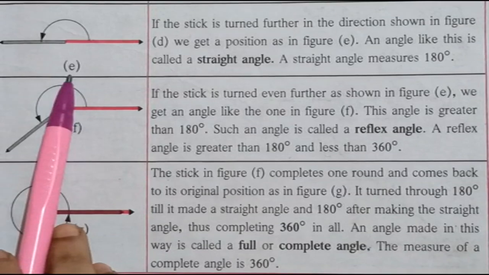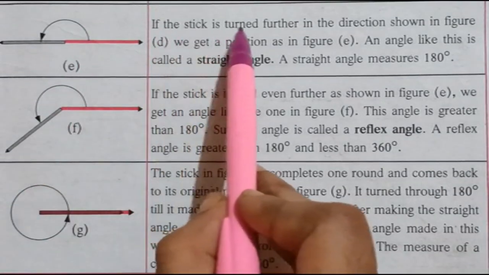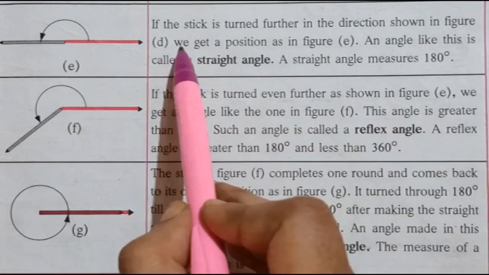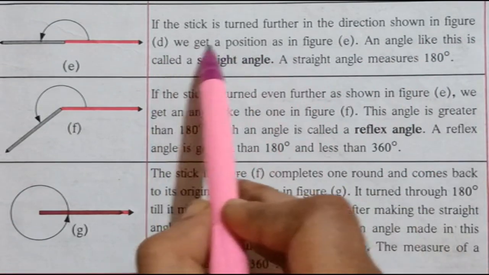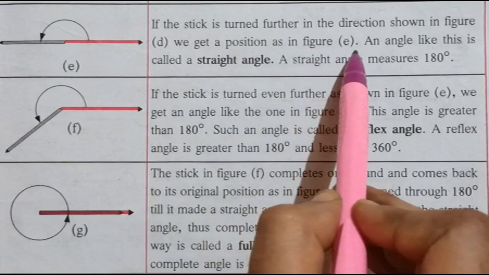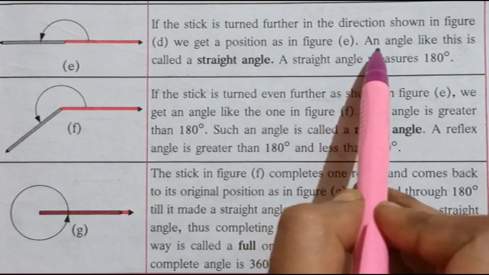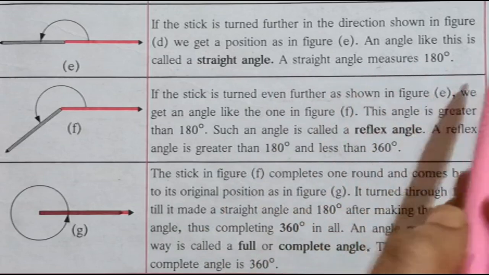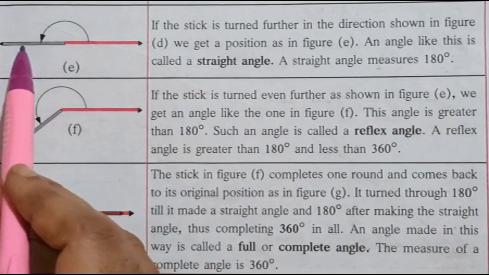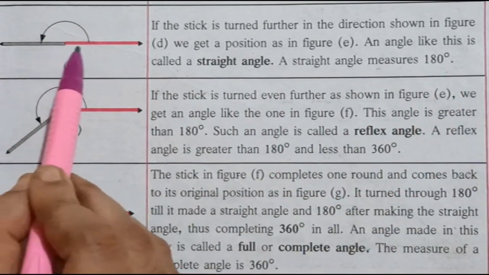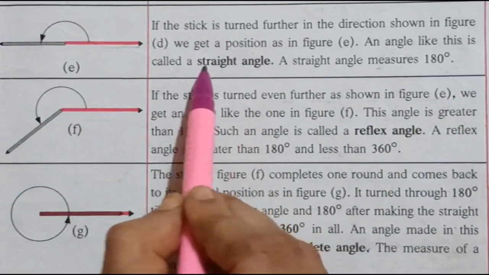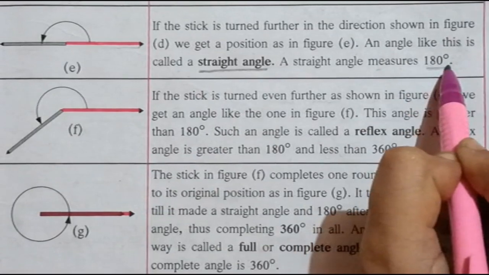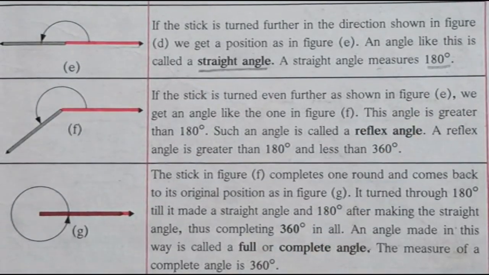now look here, E1. If the stick is turned further in the direction shown in figure, we get a position as in figure E. An angle like this is called a straight angle, and a straight angle measures 180 degree. If you will turn whole the crayon towards this side and you get a straight angle, okay, and that angle is known as what? Straight angle, and it is how much? 180 degree. Clear everybody? Okay.